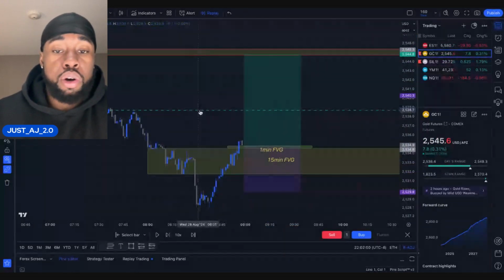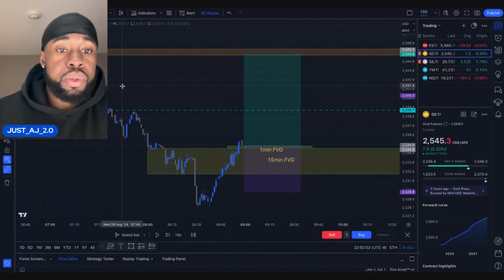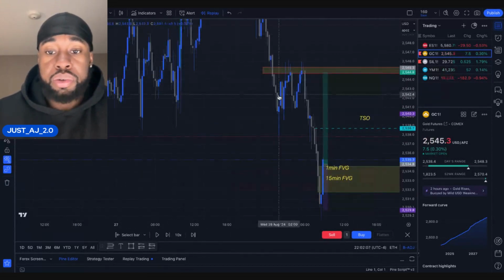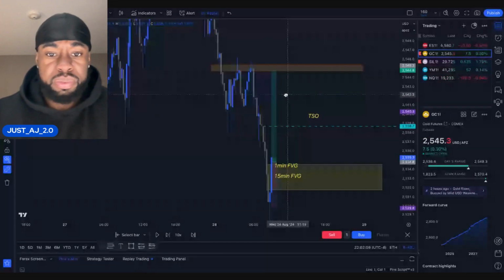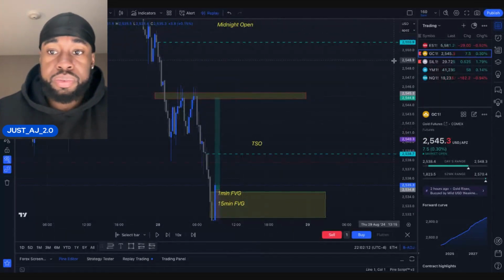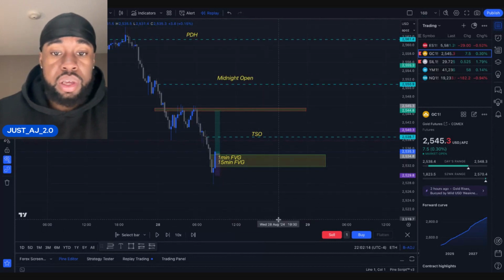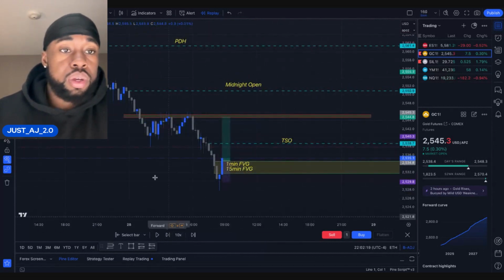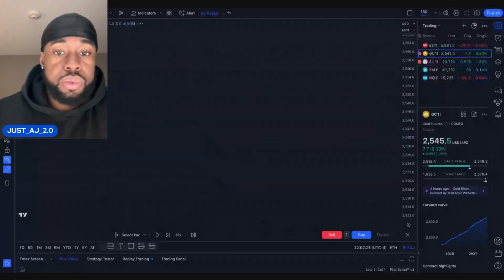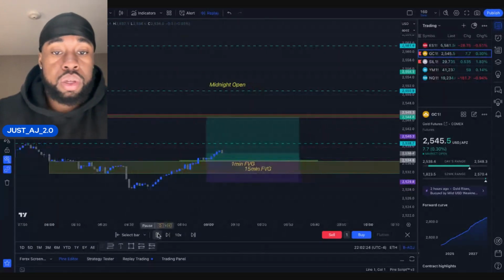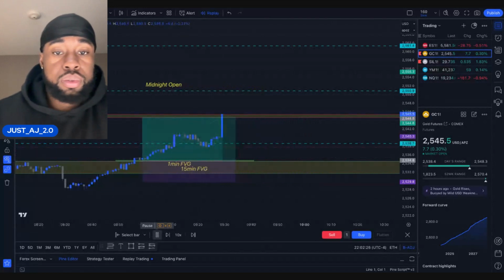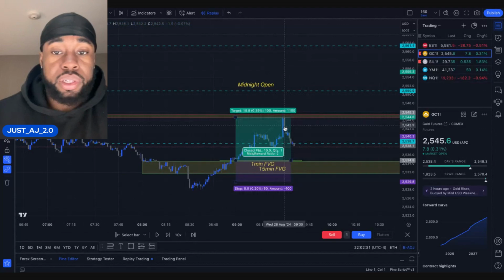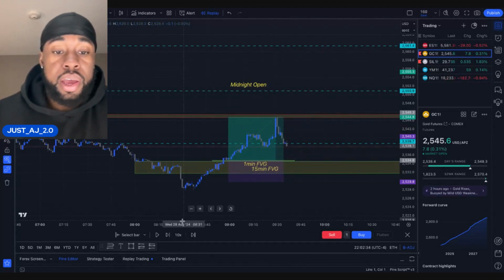We're below our midnight open. We're below our true session open as well. If we go back to the chart here, we can actually see that we are now long, and watch how this plays out. Boom. Okay. We actually tapped right into that bearish fair value gap, had a retracement.